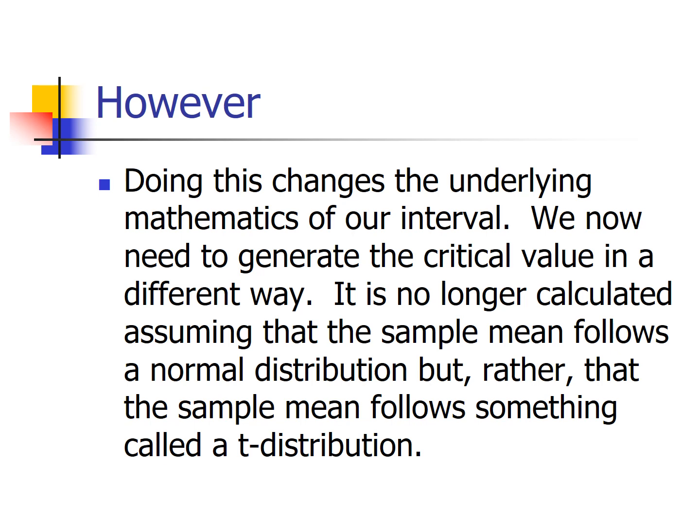Now, I wish it was that simple, but unfortunately using S instead of sigma changes the underlying mathematics of our confidence interval. The end of the day punchline is that we now need to generate our critical value in a different way. It changes the critical value. Our critical value is no longer calculated under the assumption that the sample mean follows a normal distribution, which is essentially what we did before, but rather it's calculated assuming the sample mean follows something slightly different, called a T-distribution.